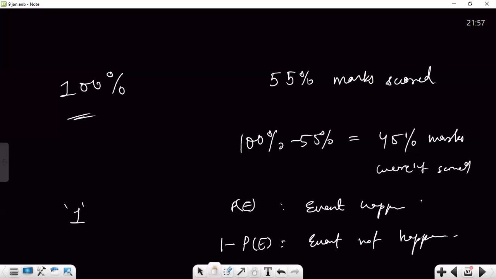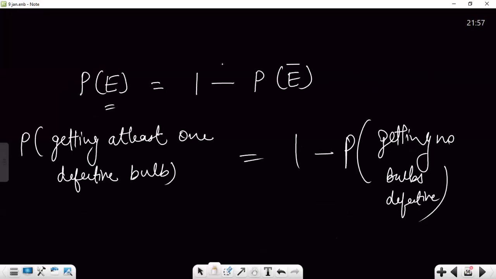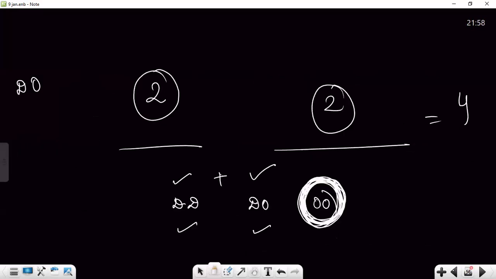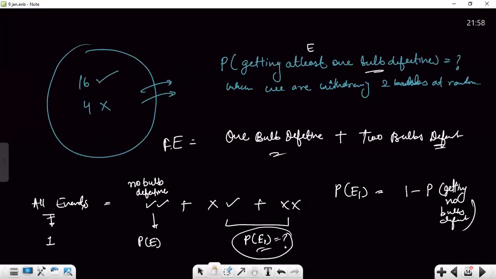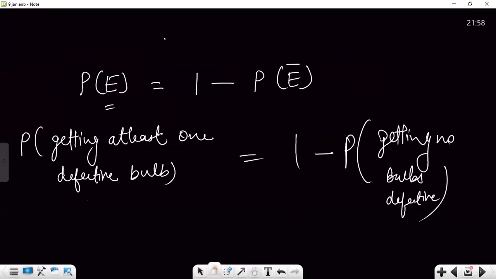What was our event? Getting a bulb defective, 1 bulb, 2 bulbs, 3 bulbs, doesn't matter, but getting at least 1 bulb defective. So the event will not happen when there will not be any bulb defective, right? Is that clear now? Yes, sir. Okay, great. So there will not be any defective bulbs when we select. Now let's solve on the next slide.